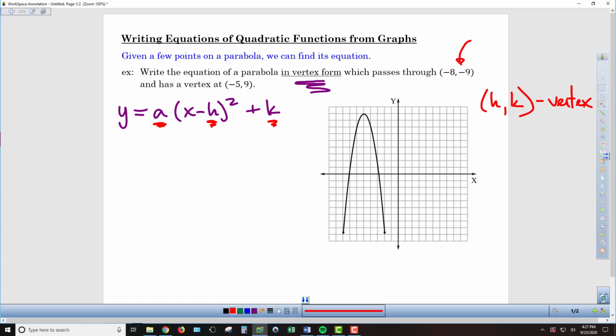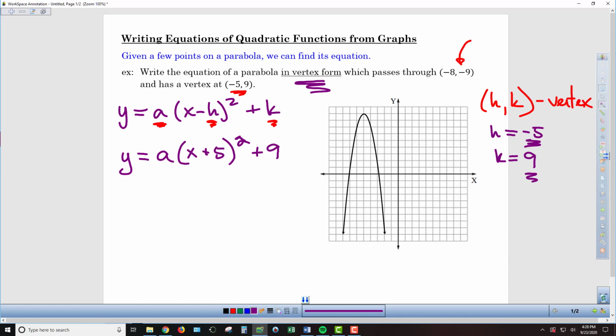But as far as the vertex is concerned, we're told what the vertex is. It's (-5, 9). So I'm going to right away plug that in for h and for k. So my h value in this case is -5, my k is 9. I'm going to slot those things into my equation right away. So I've got y equals, I still don't know what a is, I'll deal with that in just a second, and then x minus this -5, but when I go minus -5 it's going to become (x plus 5) squared, and then plus k, well my k value is 9, so that's going to show up as I see it. So I'm two thirds of the way there.